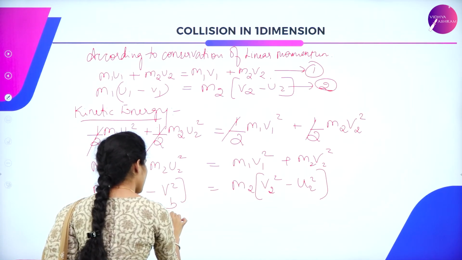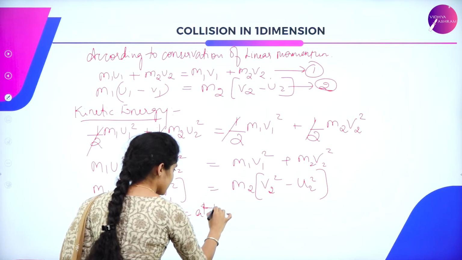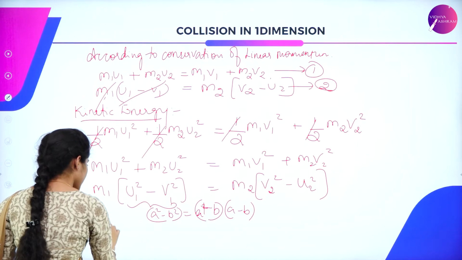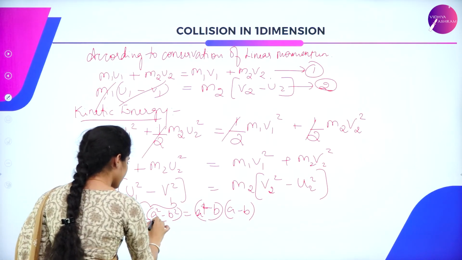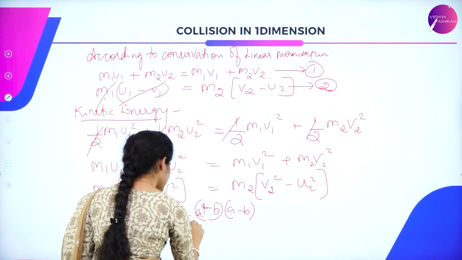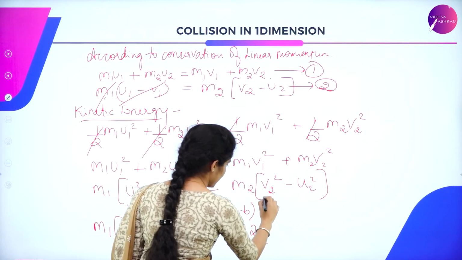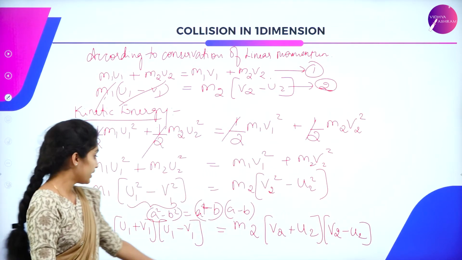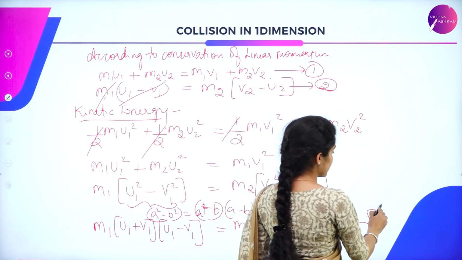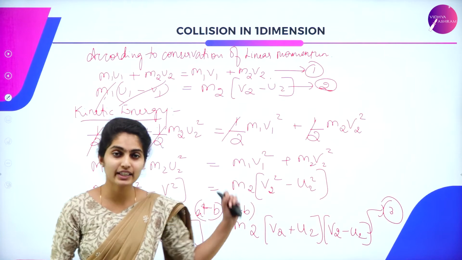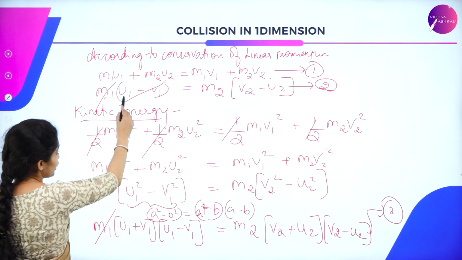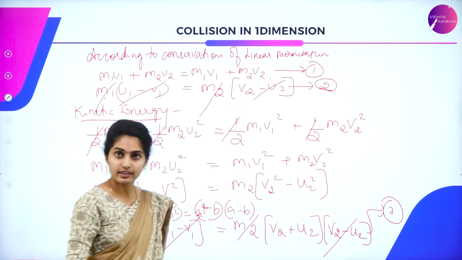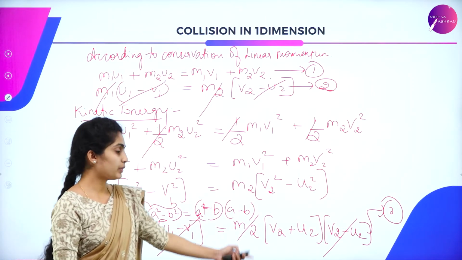This is of the form a square minus b square, which has the formula (a plus b) into (a minus b). So here we have m1 into (u1 plus v1) into (u1 minus v1) equals m2 into (v2 plus u2) into (v2 minus u2). Let us consider this to be equation 3. Dividing equation 3 by equation 2, m1 gets cancelled with m1, u1 minus v1 gets cancelled, m2 gets cancelled with m2, and v2 minus u2 gets cancelled as well. So what are we left with? u1 plus v1 equals v2 plus u2.